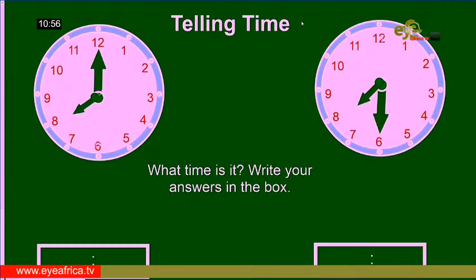Okay, now we are still on telling time. We have 2 clocks. And what the question is saying is, what time is it? Write your answer in the box. So we are going to look at each of the clocks and identify the time. So let's try to have the 2 clock faces here.